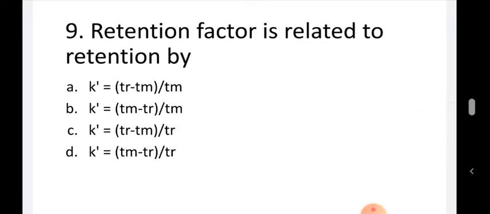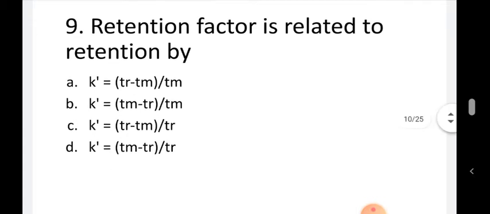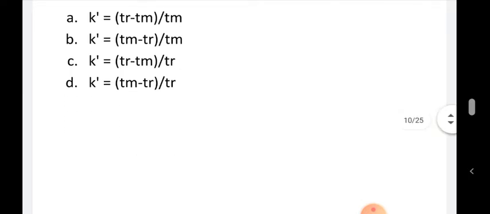Retention factor is related to retention time. The time is missing here. The retention factor is related to retention time by K dash is equal to Tr minus Tm by Tm, K dash is equal to Tm minus Tr by Tm, K dash is equal to Tr minus Tm by Tr, K dash is equal to Tm minus Tr by Tr. The first one, that is A, is the correct answer. K dash is equal to Tr minus Tm upon Tm.